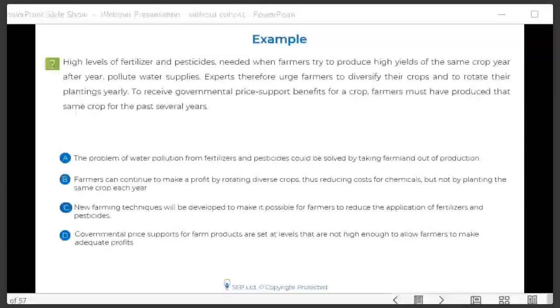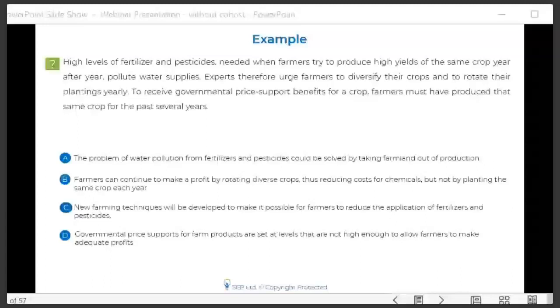So, my question again to you is, for those of you who chose choice D, have you understood why choice D is incorrect? Choice D talks about price support levels about which nothing has been mentioned in the passage. So let me repeat my question so that I get an answer from you. Those of you who marked choice D, have you understood why choice D is incorrect?